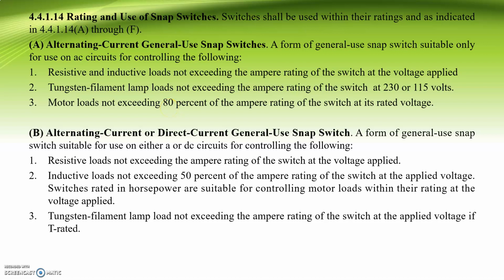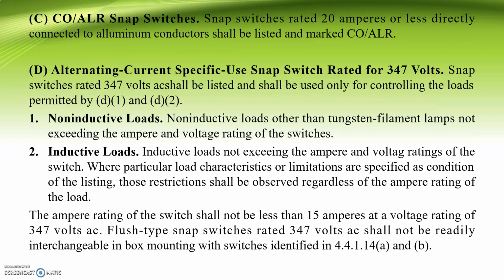Number 3, tungsten filament lamp load not exceeding the ampere rating of the switch at the applied voltage if the switch is T rated. CO or ELR snap switches. So snap switches rated 20 amperes or less directly connected to aluminum conductor shall be listed and marked CO or ELR. So D, alternating current specific use snap switch rated for 347 volts.